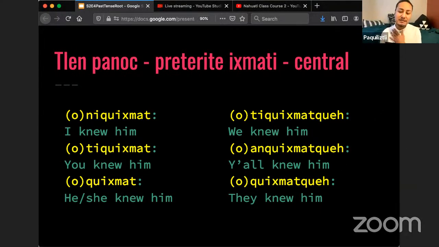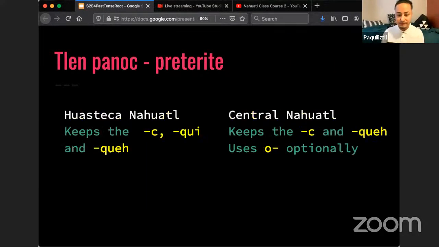Okay, basically the plural is really easy to identify because in the plural, they add the ke. All varieties add the ke. But when it's singular, they don't add the ki, so that's why you might be thrown off. But don't be thrown off, it's the exact same thing. So in summary, in Huasteca Nahuatl, we're going to keep the si, the ki, and the ke. And in Central Nahuatl or other varieties, they do keep the si, the k in the class 1s and the ke, but they don't use the ki at all. And they might or might not add an O.